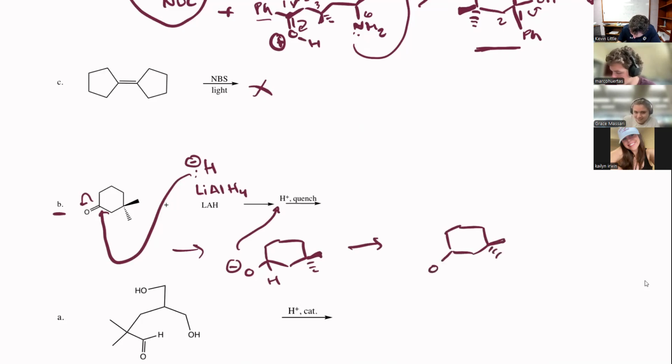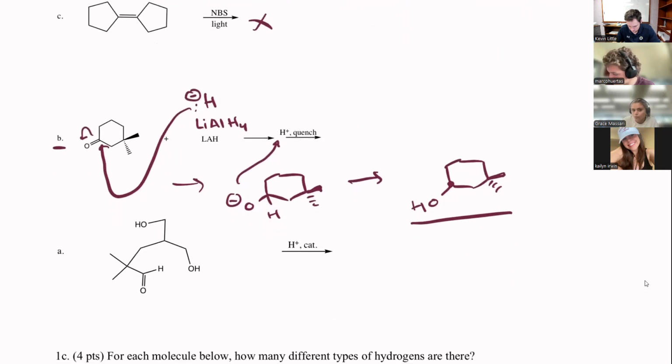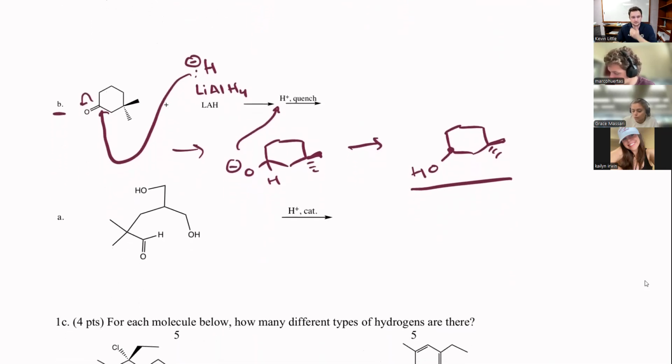And we get our answer, right? I add this H minus into this carbon, and I get the reduced product. LAH reduces things. So that's how that works. It's nucleophile electrophile chemistry.